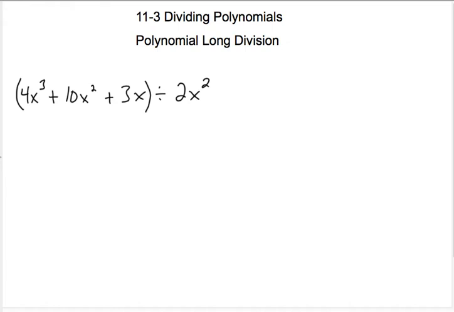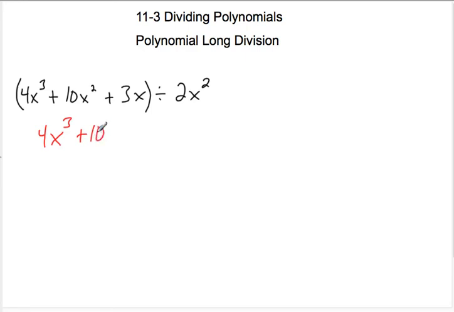Hello everybody, today's video is about dividing polynomials. Most of it will be on polynomial long division except this first example. So in this example we're dividing 4x cubed plus 10x squared plus 3x by 2x squared. So essentially we've seen this before in 7th grade.